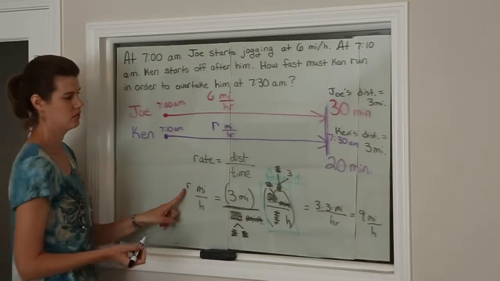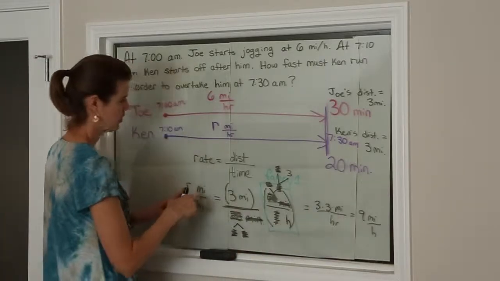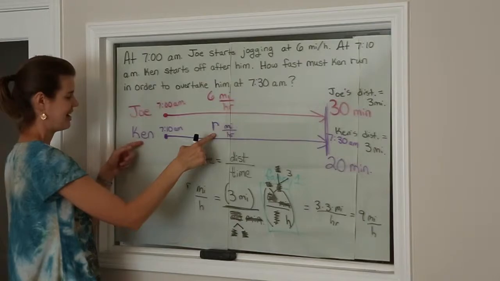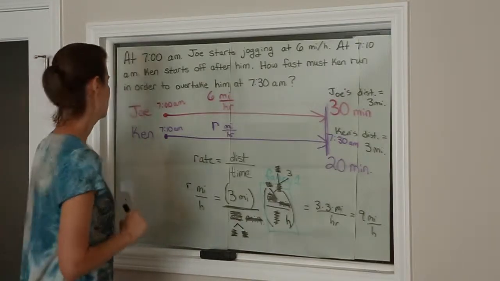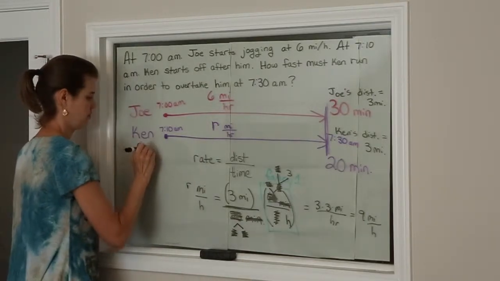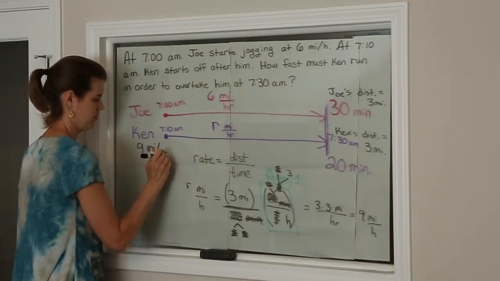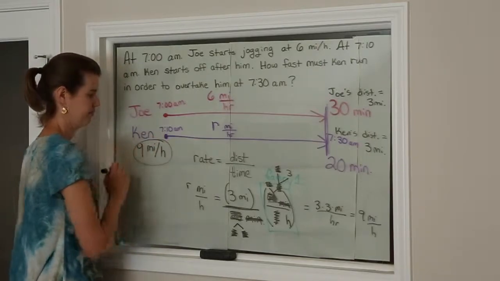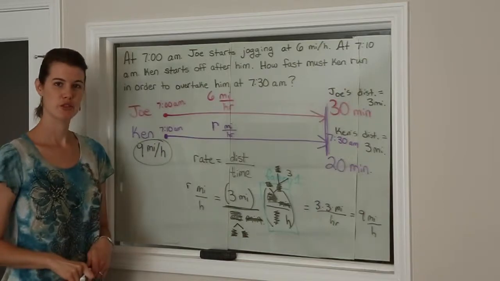So R is 9. 9 miles an hour. That's how fast Ken has to go to catch up with Joe. And that is the solution to the problem.